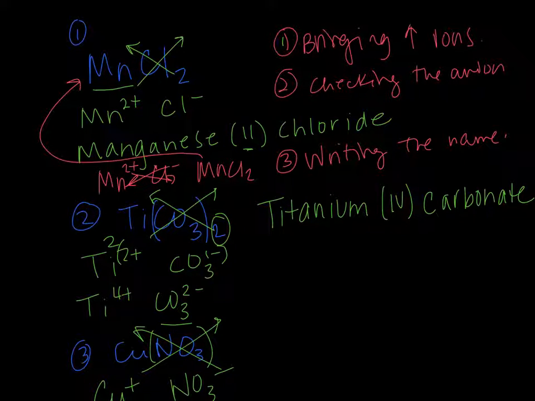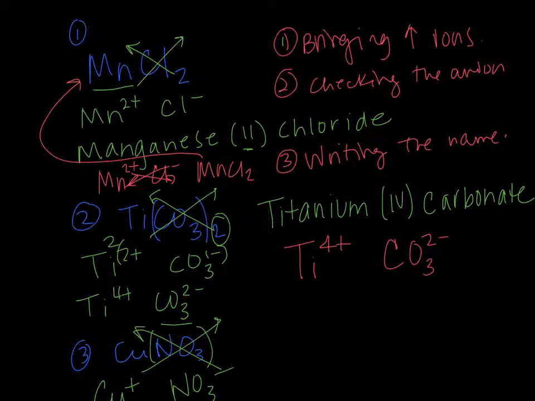Okay? So let's try this one, the next one. We have titanium 4 carbonate. And so titanium is Ti. And then 4 means you have a 4 plus charge. And then carbonate is CO3 2 minus.